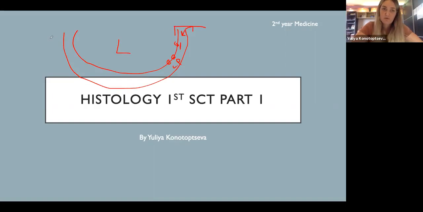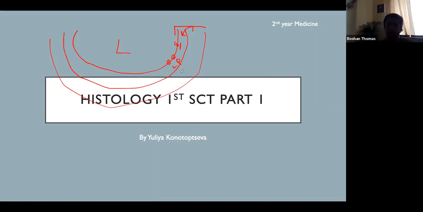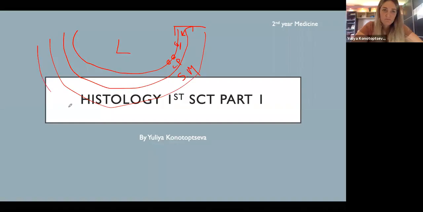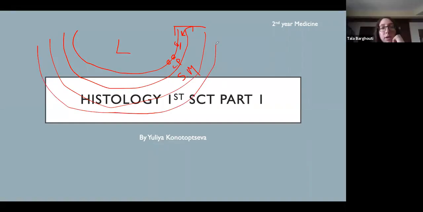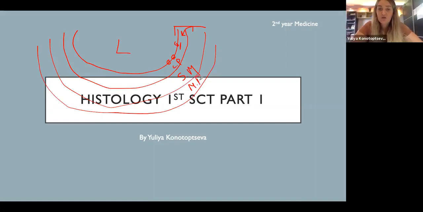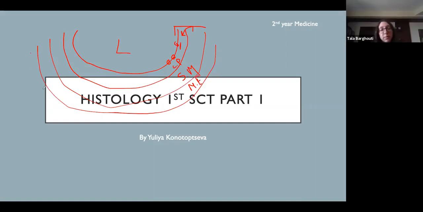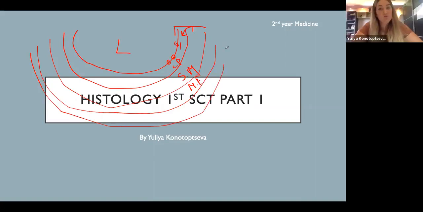What is under mucosa? Submucosa. What is under submucosa? Muscle layer, muscularis externa, and the top, the most superficial layer. This is going to be some kind of epithelial tissue covering an organ. It could be either serosa or adventitia.